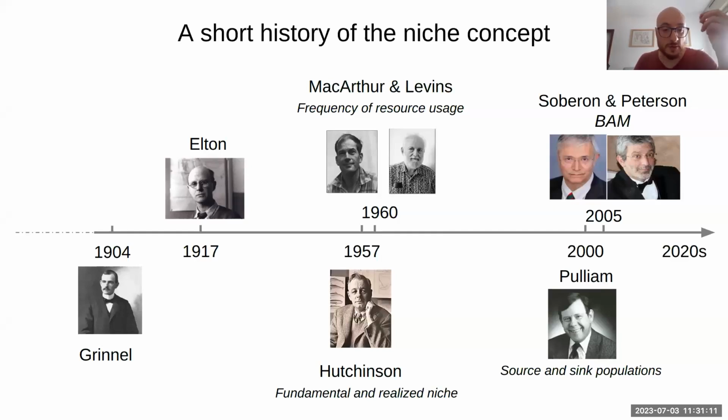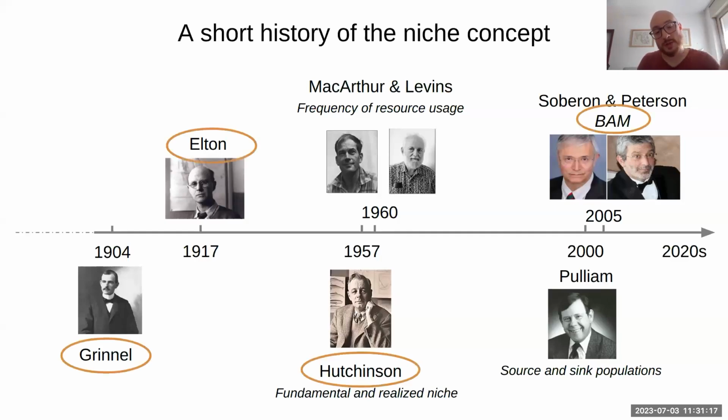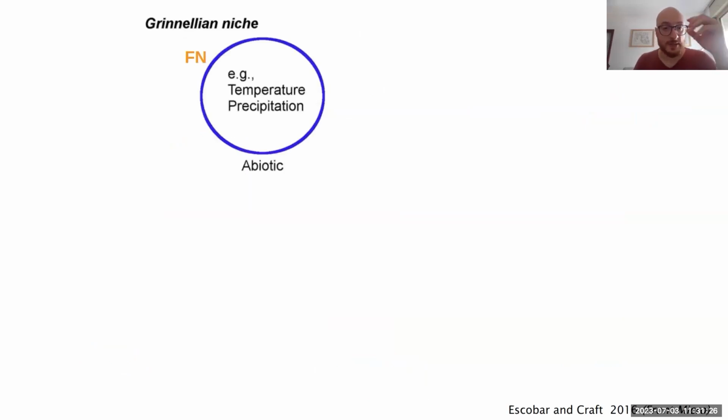But today we will focus mostly on four niche concepts: the niche concepts of Grinnell, Elton, Hutchinson, and Soberón and Peterson. In essence, Grinnell defined the niche as those environmental conditions, such as temperature and precipitation, or humidity and so on, that allow the species to survive and reproduce. So there was no biotic component at the time in his view of the Grinnellian niche.